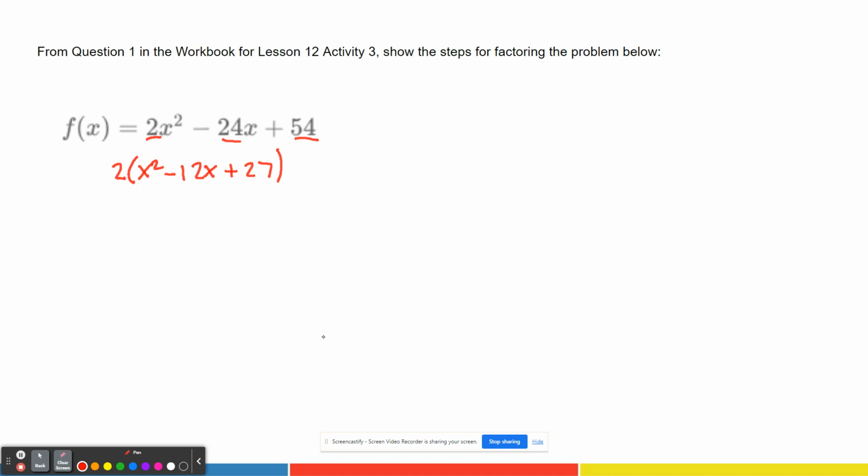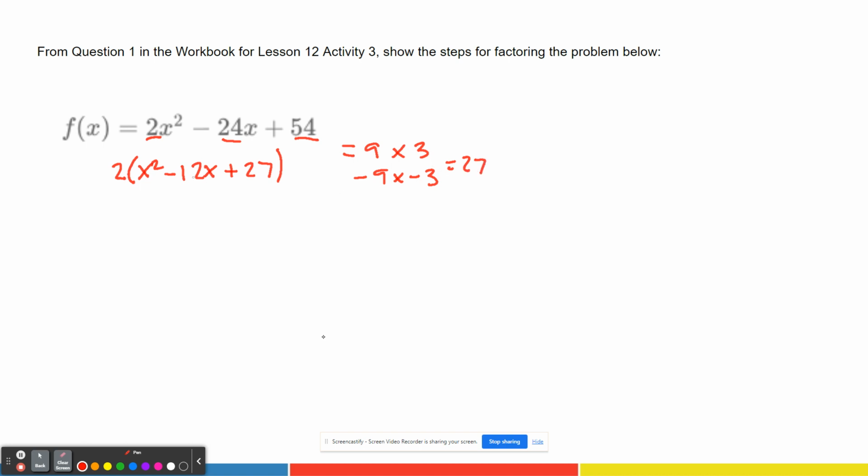So what two numbers can I multiply together to get positive 27? Well, the first pair of numbers that I can think of with 27 is 9 times 3. The other pair to get positive 27 is going to be negative 9 times negative 3. Those are both going to equal that 27 on the end.